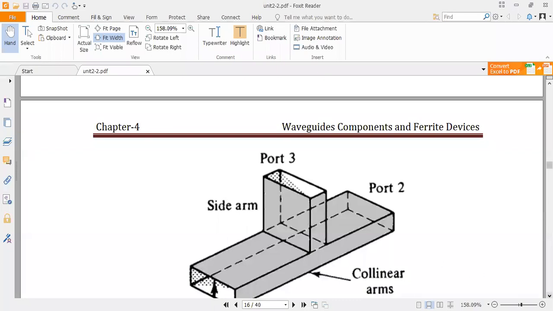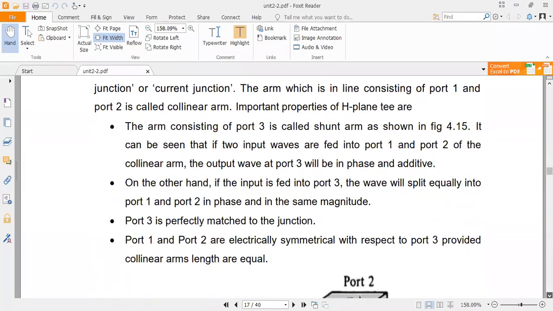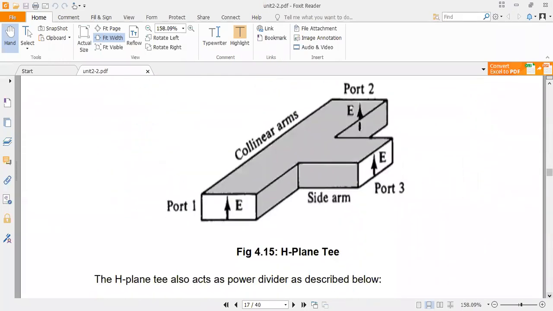Okay, next we have seen about H-plane T. H-plane T also consists of three ports. This is the structure of H-plane T. It has a collinear arm, and one more arm is shunted here. So again it has a collinear arm, and the third arm is shunted to the collinear arm. So now it is an H-plane T.